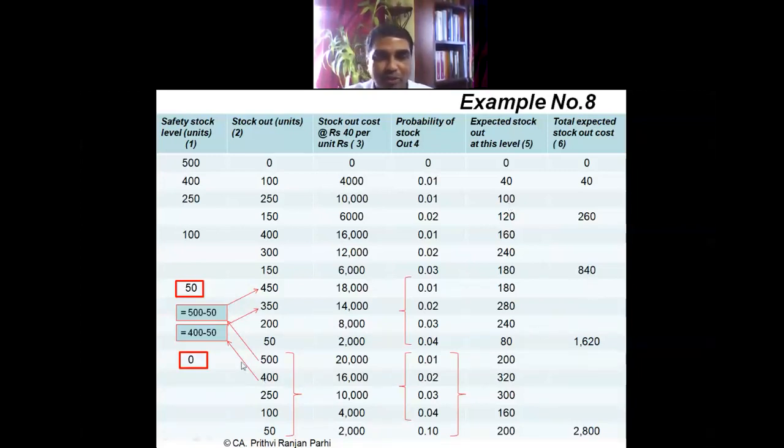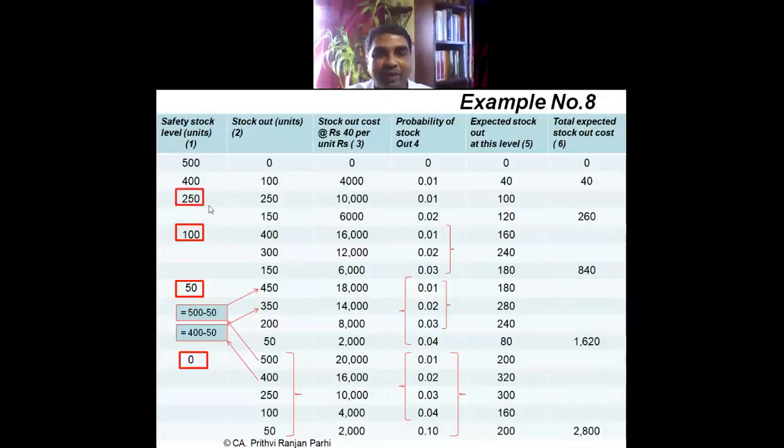So if I keep zero safety stock, my stock out cost is 2,800. If I keep 50 safety stock, my stock out cost is 1620. If I keep 100 units as safety stock, it is 840. My probabilities will be like this, 800, these three figures, 0.01. And my stock out will be 400, 300, 150, etc.